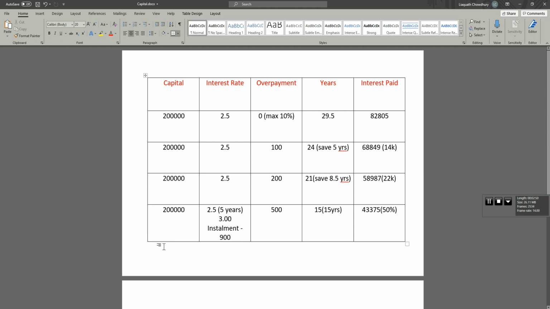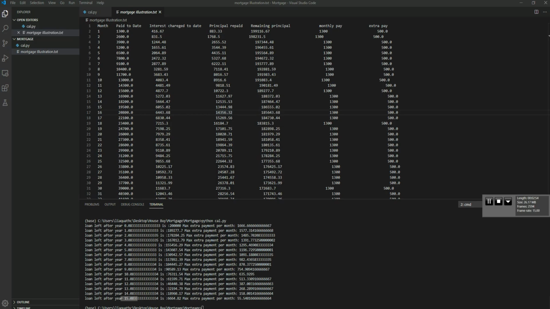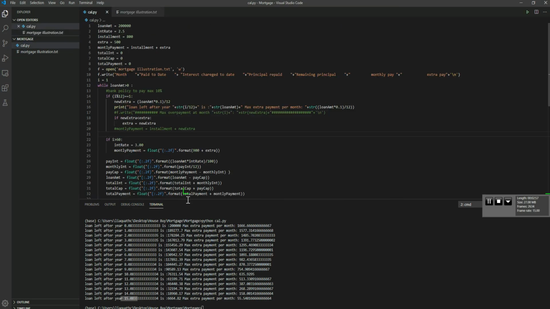I hope this will help you guys. I will probably upload this code on GitLab if anyone is interested in getting it, so that's fine. Hope this helps you guys.